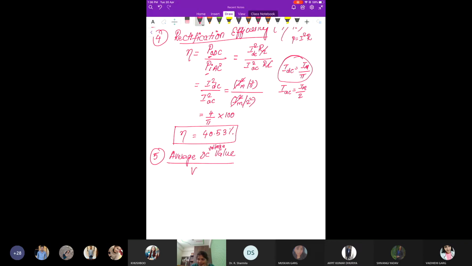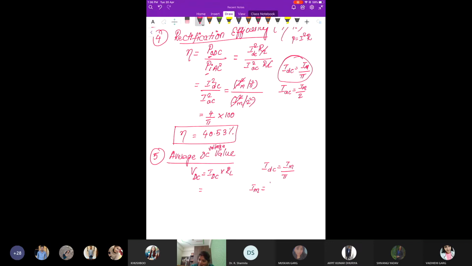Next we are going to measure the DC voltage value. You know Ohm's law: V is equal to I into R. So VDC can be represented as IDC into RL. Already we have calculated the value of IDC; IDC is nothing but IM by pi. Here, what is the value of IM? From Ohm's law you can write I is equal to V by R.